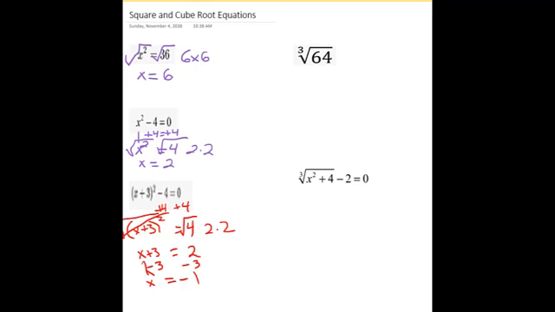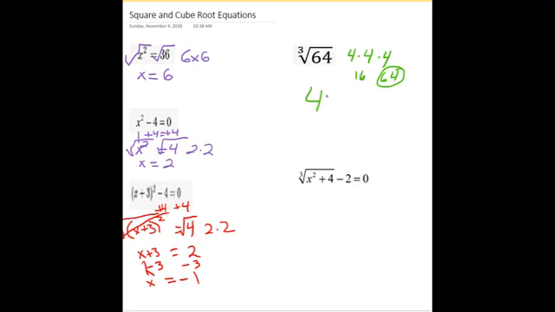Now what happens if we do cube roots? Cube root means the same thing as the square root, except you have to do it 3 times instead of 2 times. So we need a number that multiplied by itself 3 times will give us 64. If we happen to know this, it's 4 times 4 times 4. 4 times 4 equals 16, and 16 times 4 equals 64. So the cube root of 64 is just 4.